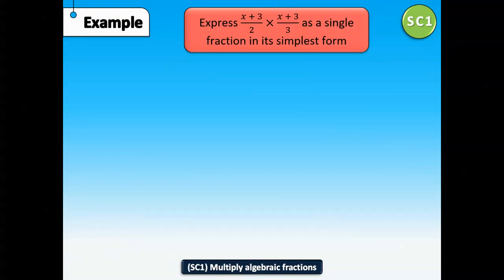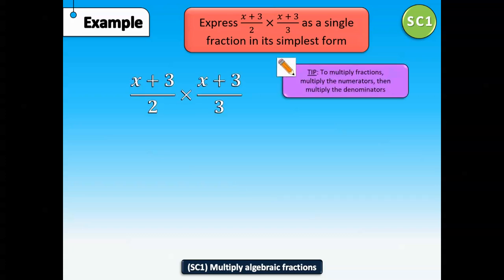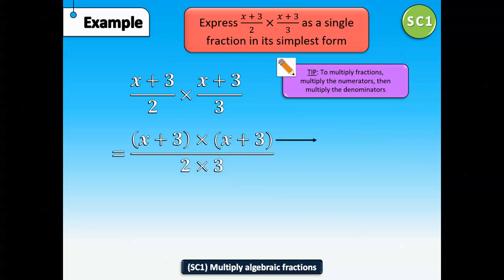So we want to express (x plus 3)/2 times (x plus 3)/3 as a single fraction in its simplest form. So to multiply fractions, we multiply the numerators and multiply the denominators. So to multiply those 2 brackets, we do a grid method.